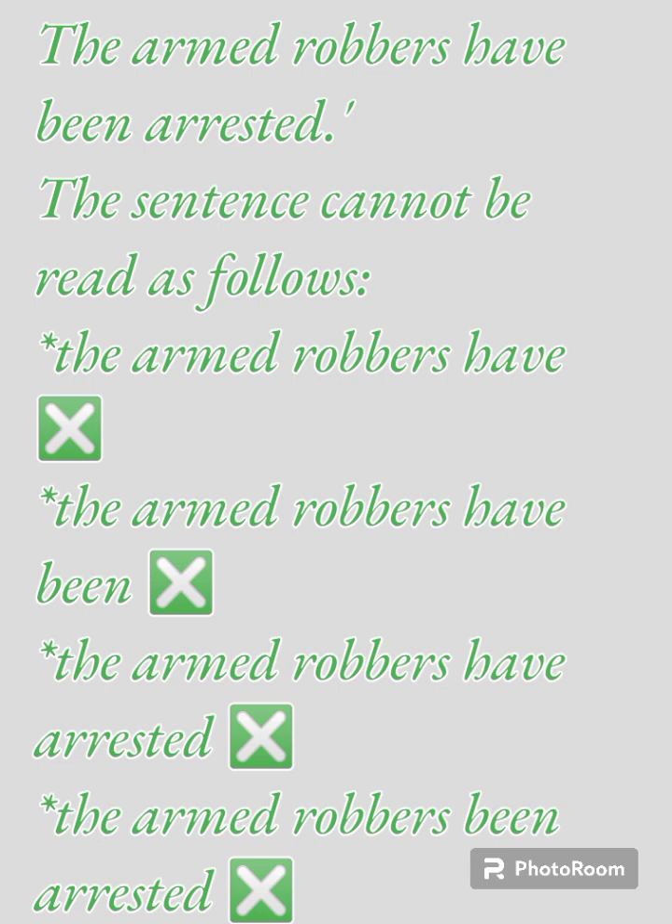So in this vein, you cannot read this sentence as follows: "The armed robbers have." It is wrong. "The armed robbers have been." It is wrong. "The armed robbers have arrested." It is wrong. "The armed robbers been arrested" is equally wrong. This is to show that the verbs are so knitted that they cannot be dislocated without doing some grammatical harm to the structure of the sentence.